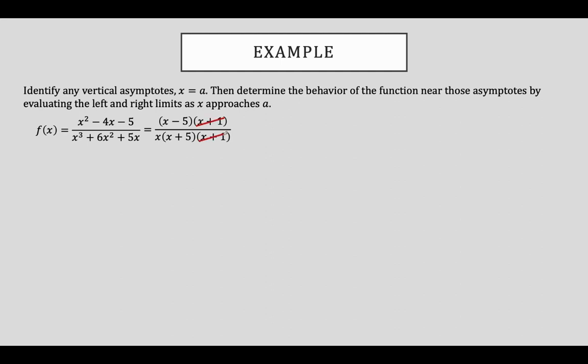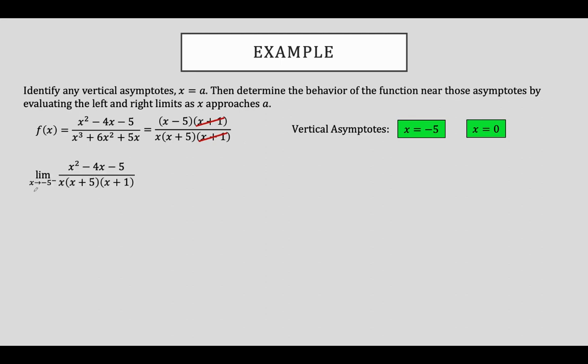In this case, the x plus 1. That means x equals -1 actually corresponds to a hole in the graph. Not worried about holes, so we cross out those common factors. Next, we identify the remaining zeros of the denominator. Well, what are the remaining zeros of the denominator? Those are our vertical asymptotes. x equals -5, and x is equal to 0. So we've got two vertical asymptotes again. We need to evaluate two limits for each one.